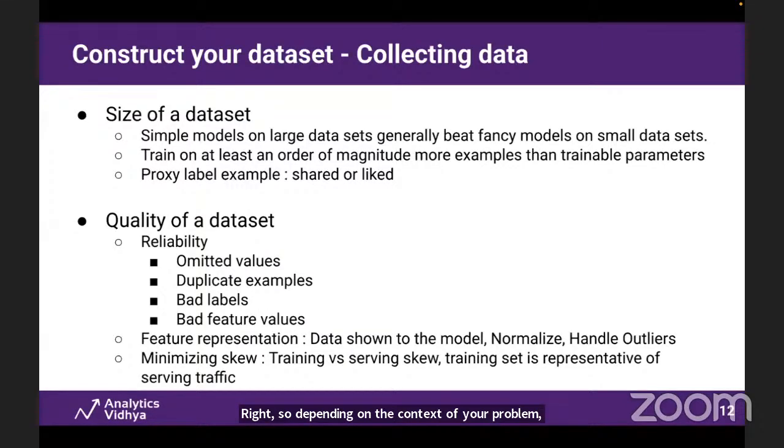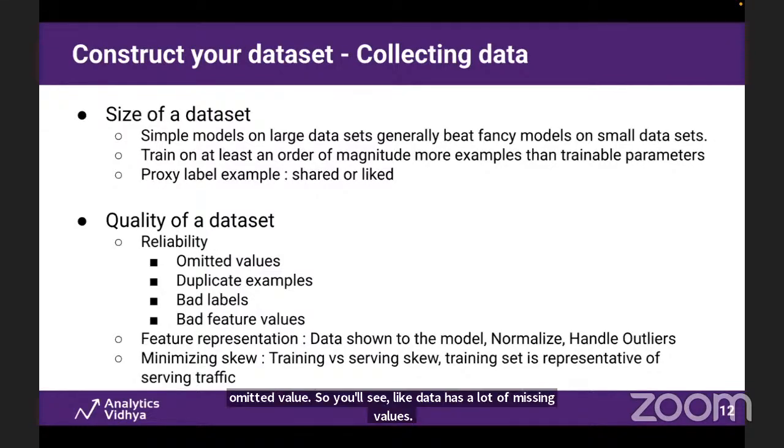And what actually makes the data unreliable are these four things: omitted values. So in the first example about human data, we were discussing if someone missed adding the data points or entering a value, right? That's an omitted value. So you'll see if the data has a lot of missing values, and you have to see whether those could be ignored or whether it is big enough to term your data as not reliable.